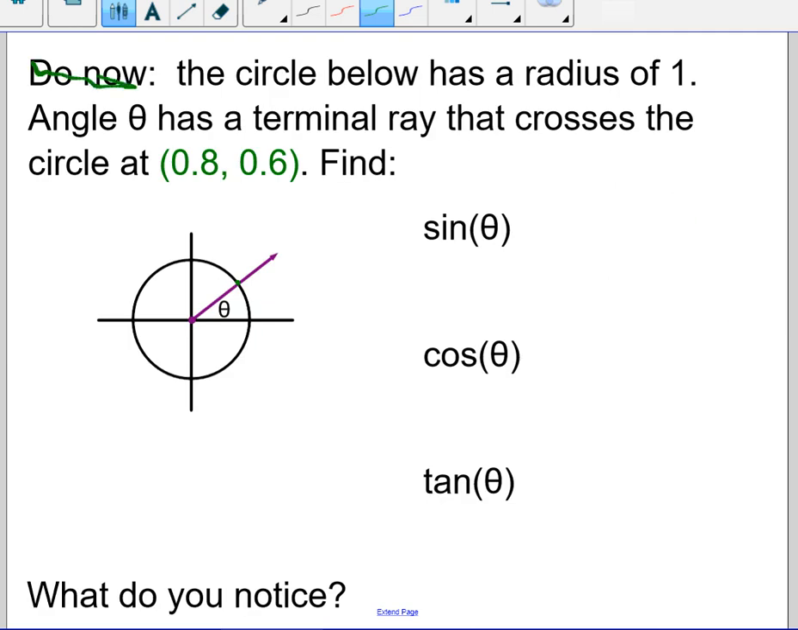This isn't a do-now anymore. So the circle below has a radius of 1. Angle theta has a terminal ray that crosses the circle at 0.8, 0.6. Find sine of theta, cosine of theta, and tangent of theta. Let's do one of these together because it's a bit tricky, and then you guys are going to find cosine of theta and tangent of theta on your own. So we have here, can I zoom in a little?